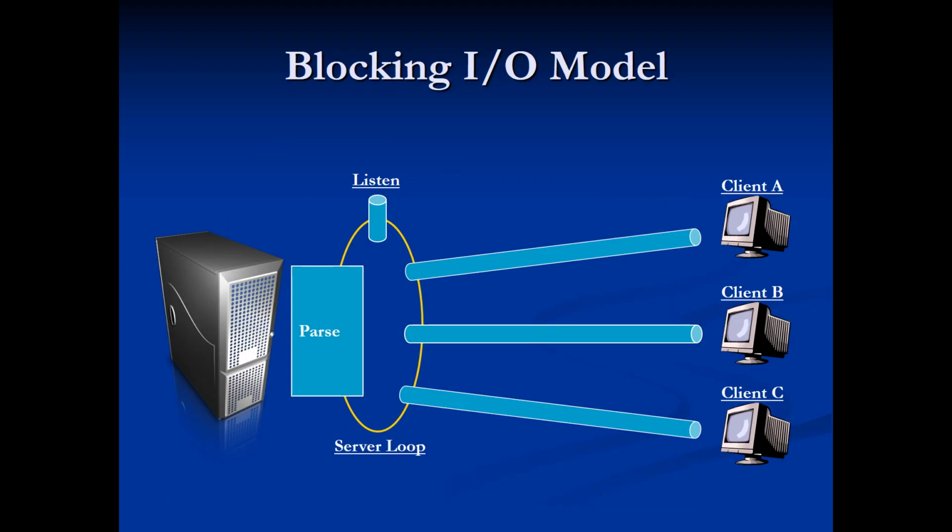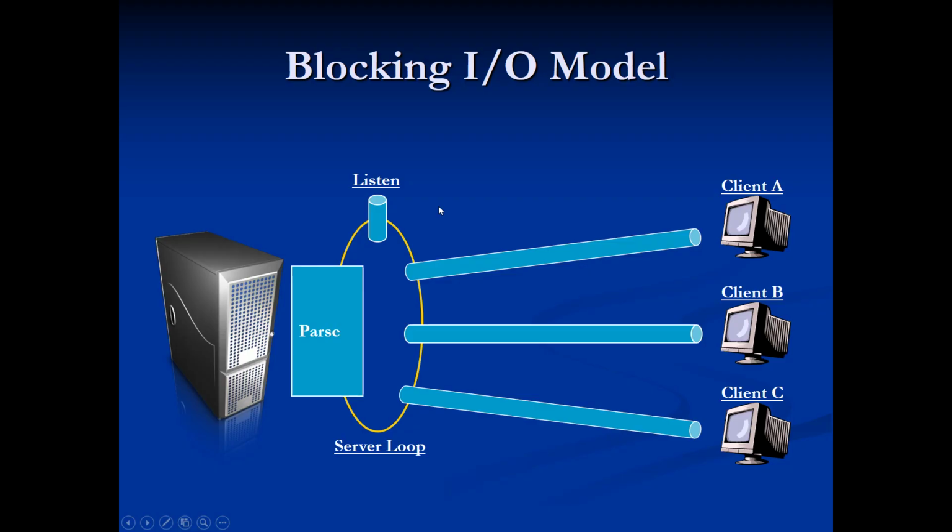Now let's go over why this can cause problems if you are a server. In this picture, you have a server on the left and clients A, B, and C on the right. On the server side, pause this video and think about how many sockets exist on the server side right now.